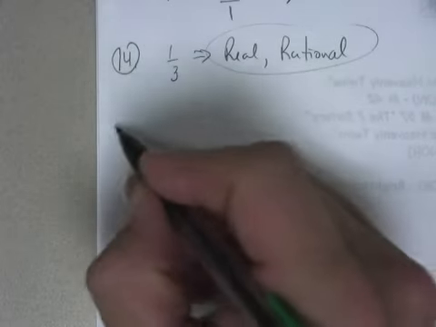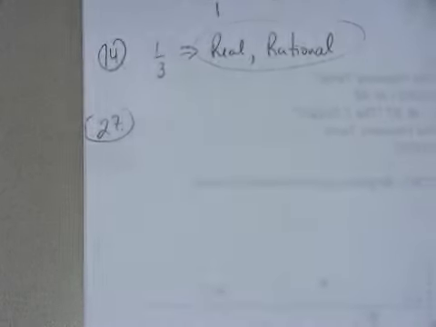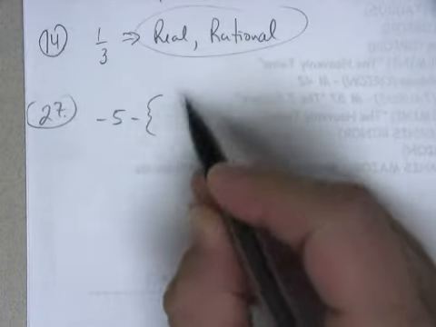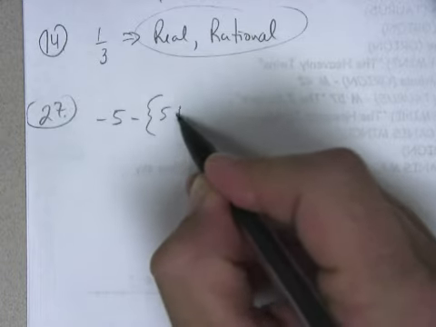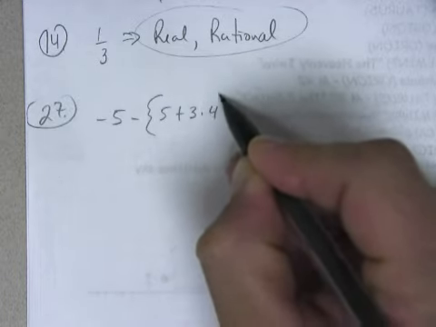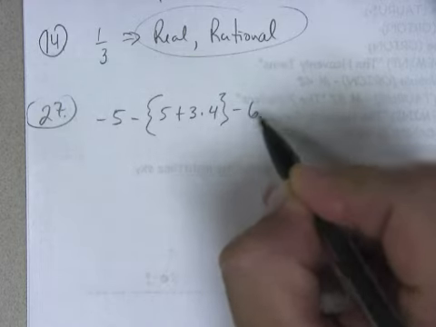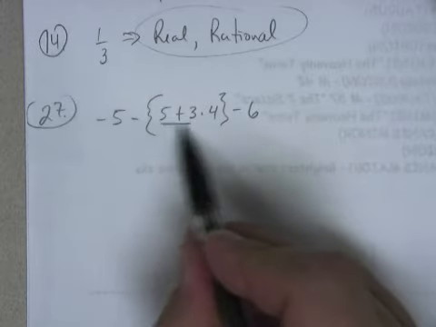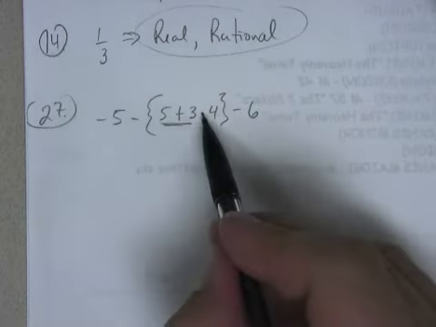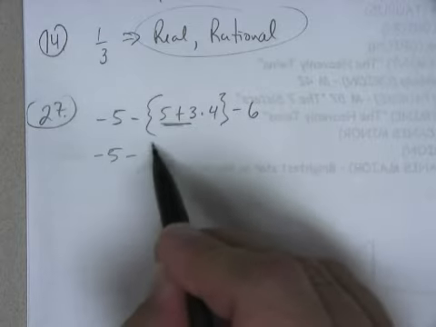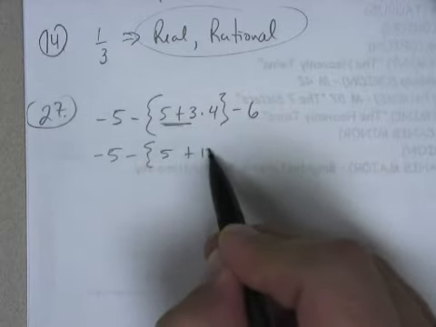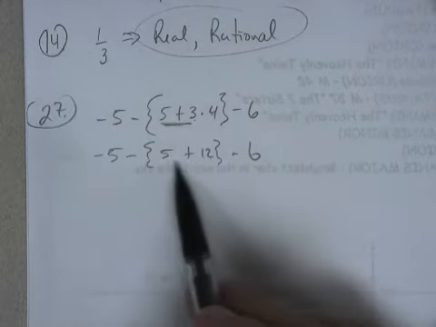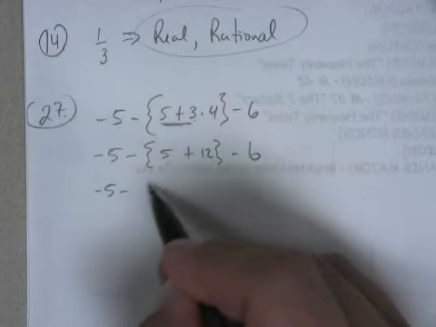All right, here's number 27 from lesson number 1. So let's go negative 5 minus, looks like they've got a brace, 5 plus 3 times 4 minus 6. Let's see what happens here. We're going to start inside. It sure is tempting to add the 3 and 5 together, but remember we have to multiply before we add, and everything else comes down along for the ride. So there's the 5, there's 12. 3 times 4 is 12.